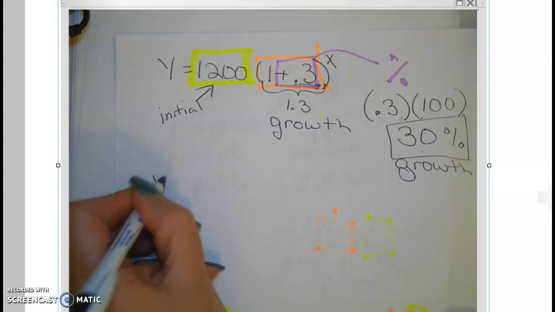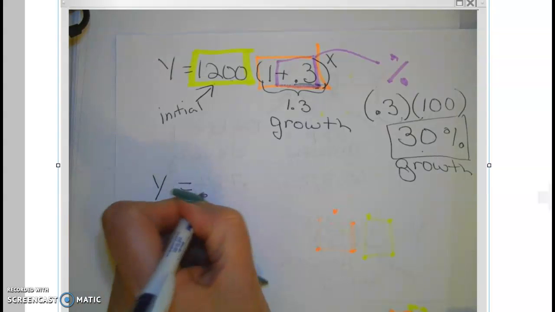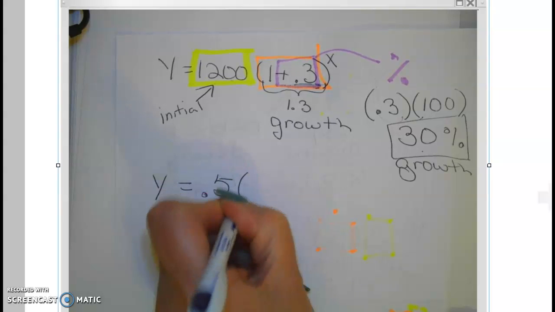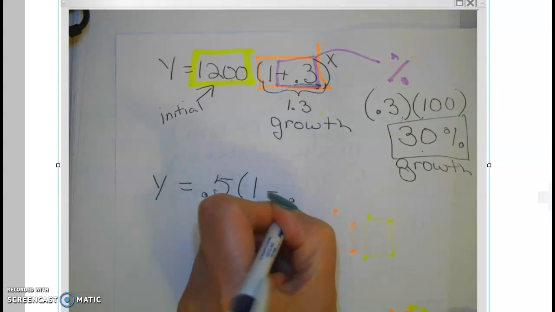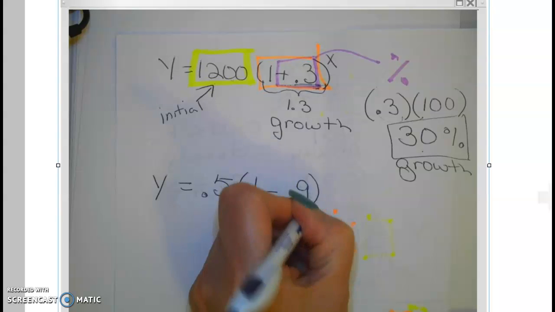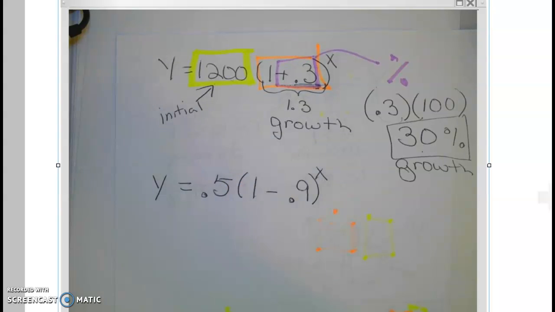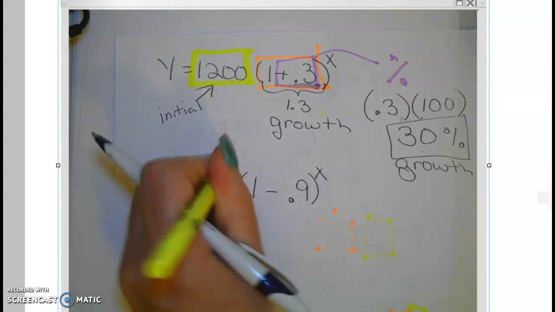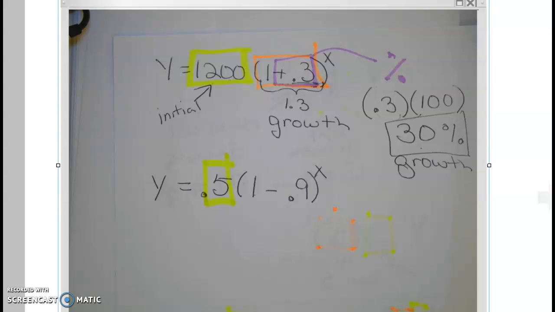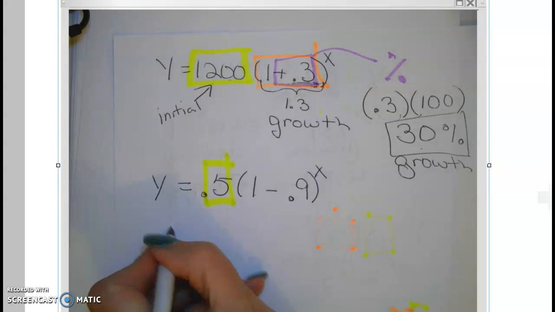Let's suppose I have y equals 0.5, open parentheses, 1 minus 0.9, raised to the x. Okay, so let's look at initial. Here is my initial value. What is my initial value? 0.5. So that's my initial.